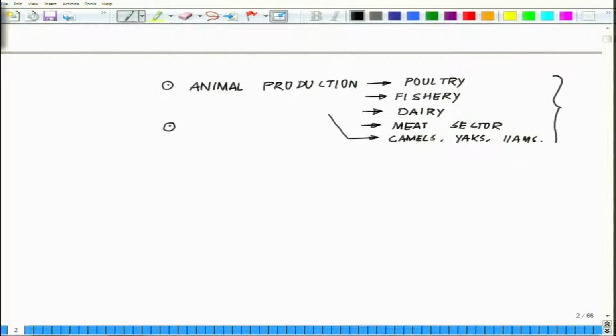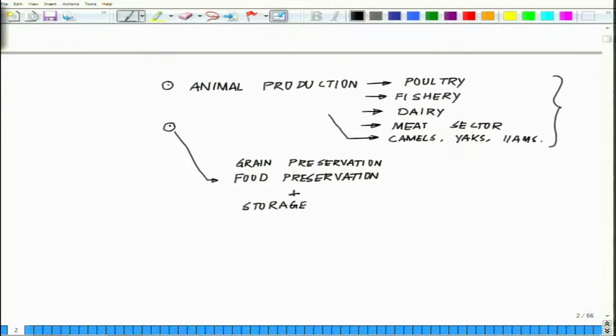Third aspect of agriculture is your food preservation and storage. Food preservation, grain preservation, and storage and transportation.